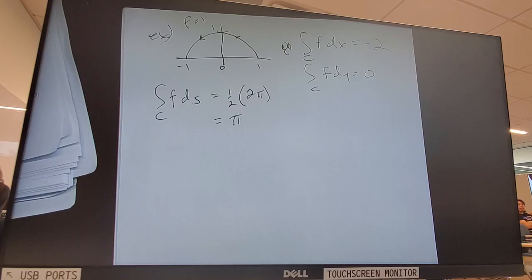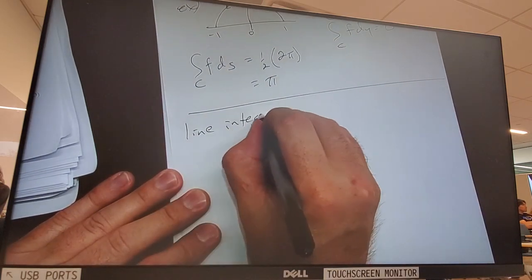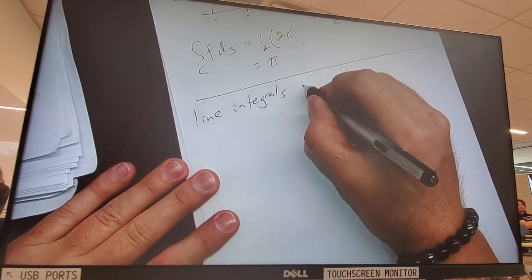Because what I'm operating in is not a certain type of what's called a vector field. So in this case, it's just 1 everywhere. Okay. So we're going to focus for just a bit on line integrals with respect to just x and y.